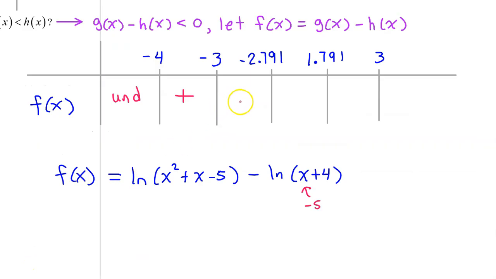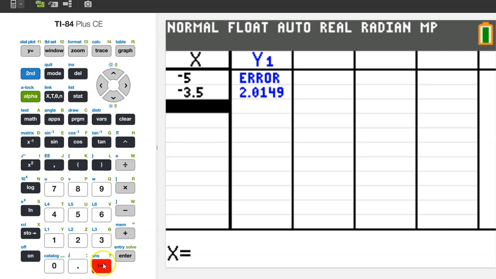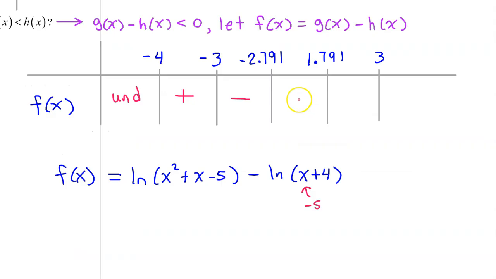For the next interval, we need a number between -3 and -2.791. These numbers are very close together, but if we pick a number like -2.8 or -2.9, that will work. I'm going to type in -2.9. And we get a negative value. Next, we need a test value between -2.791 and positive 1.791. Well, 0 is in between there.